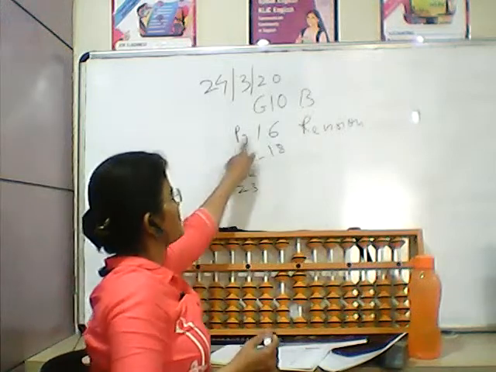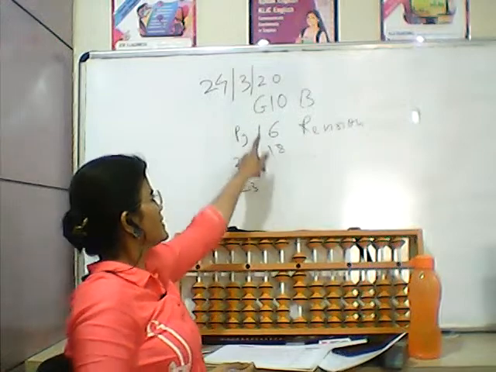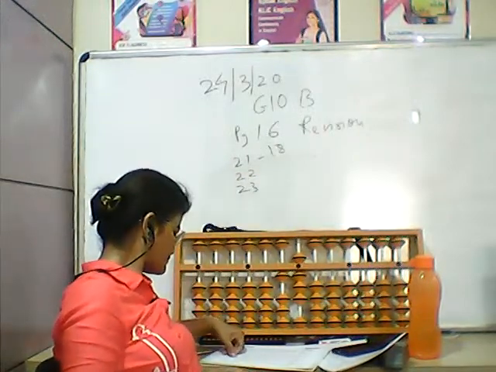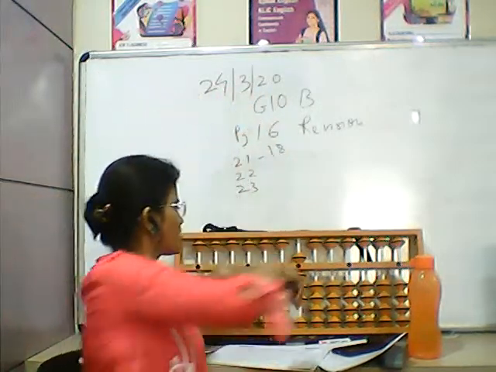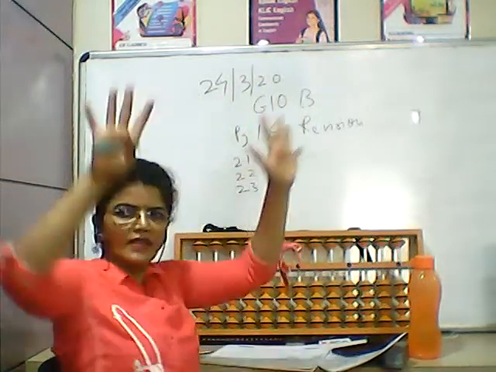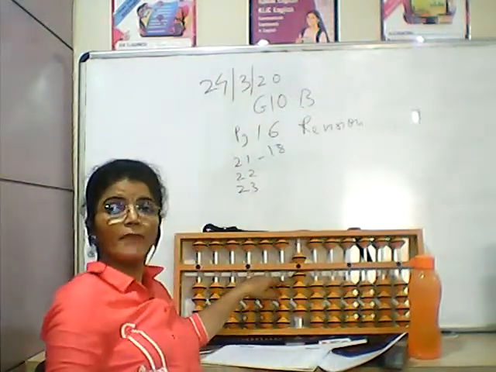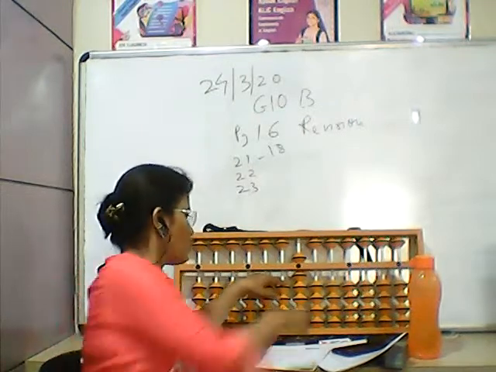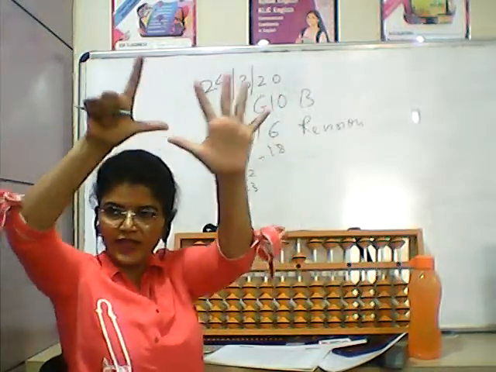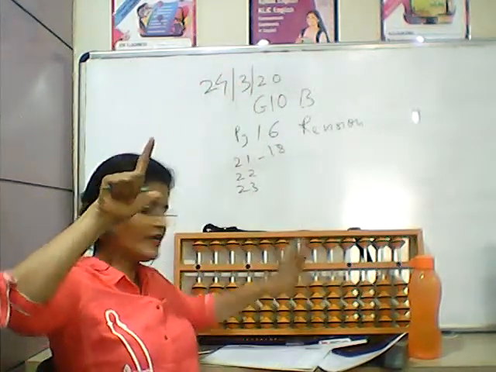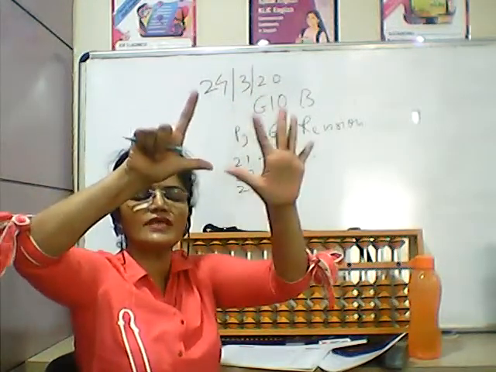Now we are doing page number 16, sum number 22. 9. 5 and 4, close action. Minus 4, 4 beads down. 7. Can you plus 7 directly? No. No 7, show 7.